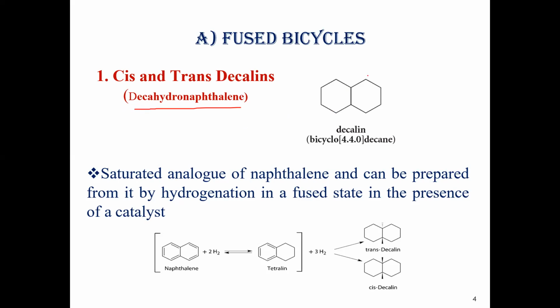Decalin is synthesized via naphthalene. The saturated compound can be prepared from the hydrogenation of naphthalene in the presence of a catalyst. Hydrogenation gives first tetralin, and then again 3H2 react with this tetralin to form decalin. Decalin has two isomers, trans decalin and cis decalin.